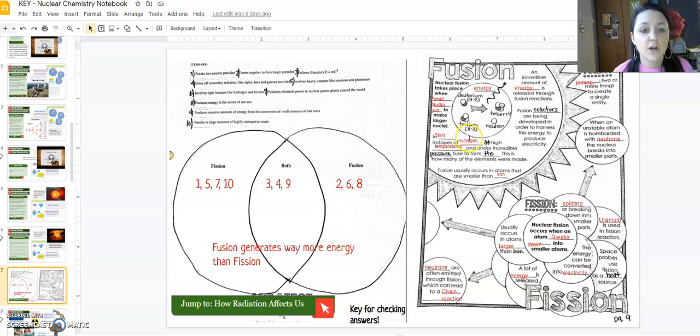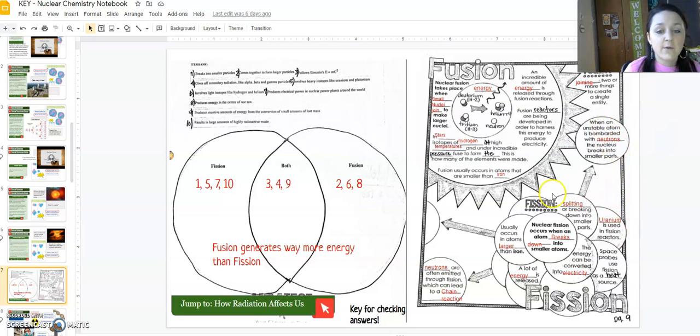So in the stars, isotopes of hydrogen at high temperatures and under incredible pressure fuse to form helium. This is how many of the elements were made. Fusion usually occurs in atoms that are smaller than iron, okay? So atoms that are really tiny. And an incredible amount of energy is released. Fusion reactors are being developed because we really want to harness this energy. We just can't get the temperature high enough. So fusion is joining two or more things to create a single entity.